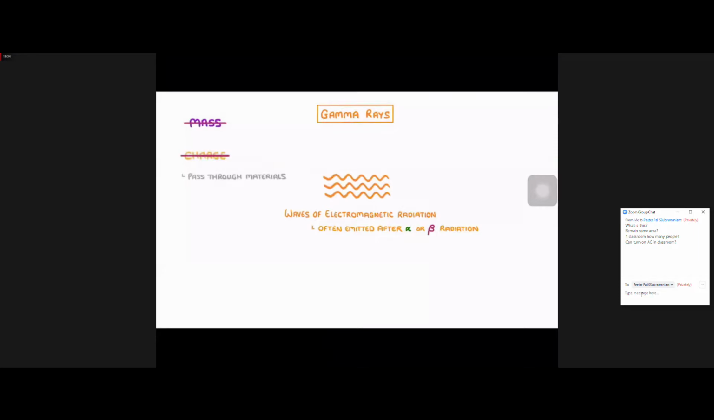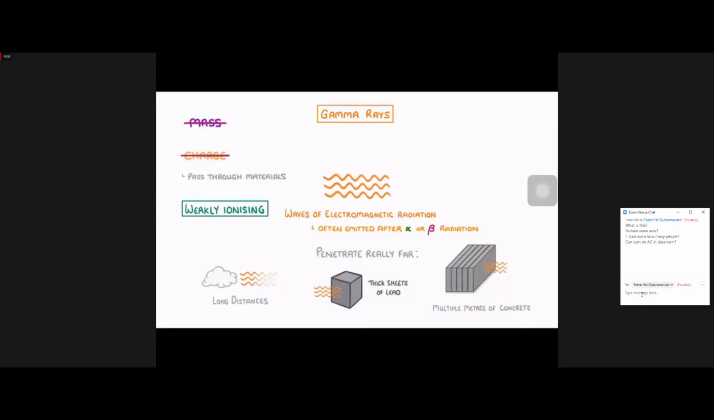Now, gamma rays aren't particles at all. They're actually waves of electromagnetic radiation, like light is. And they're often emitted after alpha or beta radiation, as a way of the nucleus getting rid of a bit of extra energy. As they don't have any mass or charge, they tend to pass straight through materials, rather than colliding with any of the atoms, which makes them only weakly ionizing. This means that they can penetrate really far into materials before being stopped, so they can travel long distances through air, and it takes thick sheets of lead, or multiple meters of concrete to stop them.